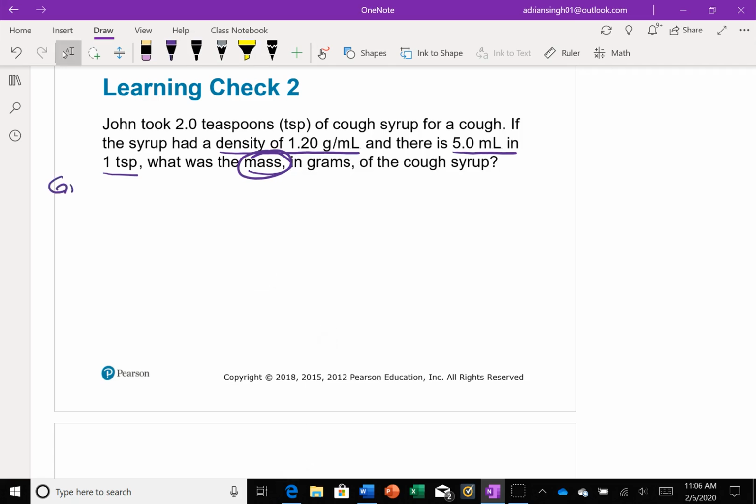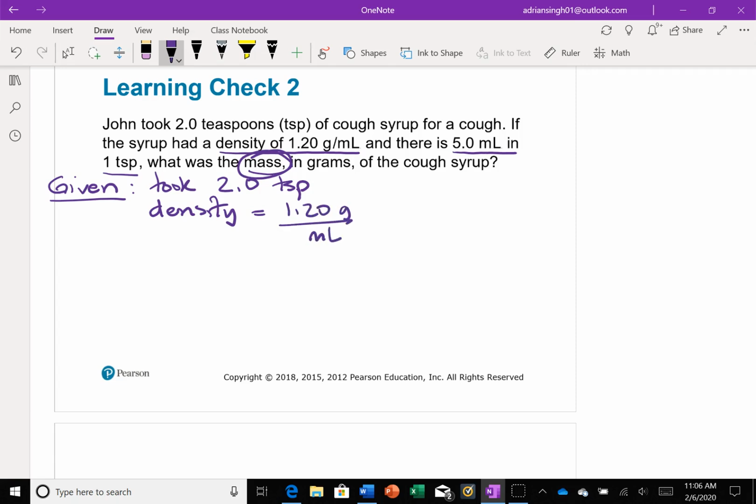All right, so again, let's organize. What are we given? We're given the fact that he took 2.0 teaspoons. We're given the fact that the density of the syrup is 1.20 grams per mil. And we're given the fact that there are 5.0 mils in 1 teaspoon. All right, and what we need is the mass in grams.